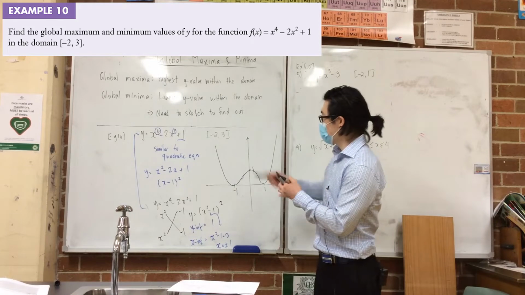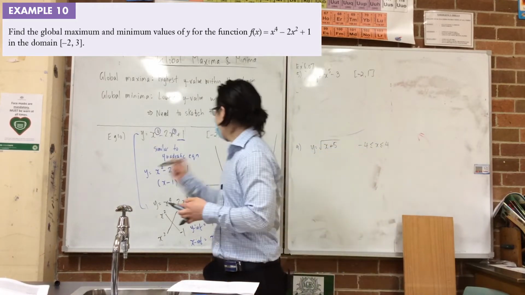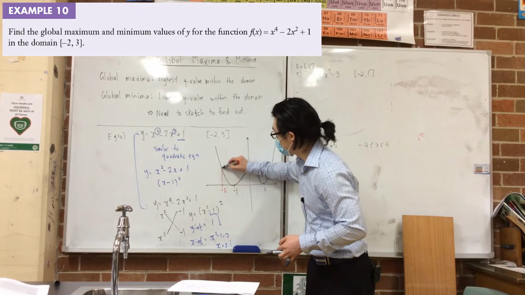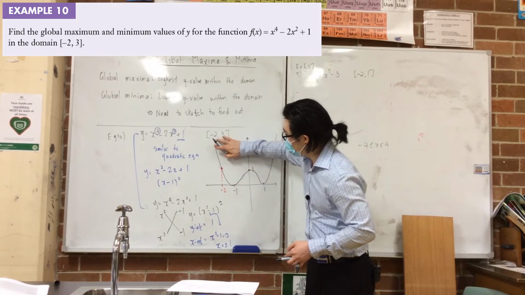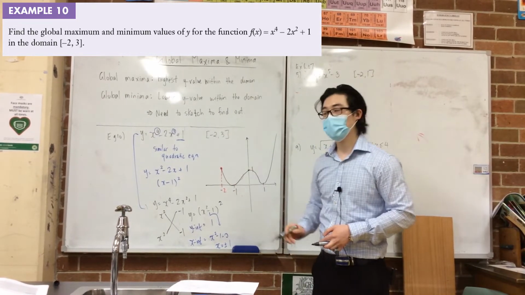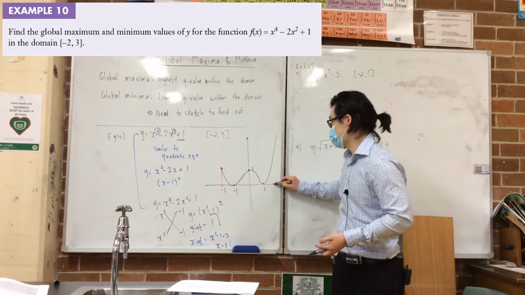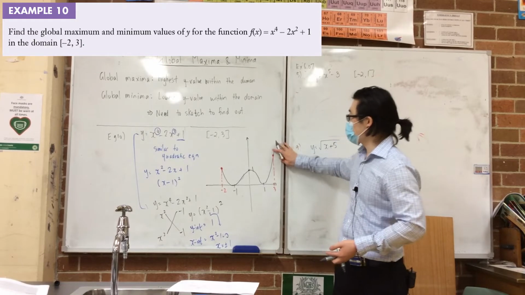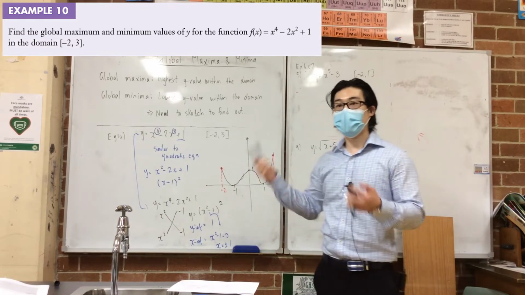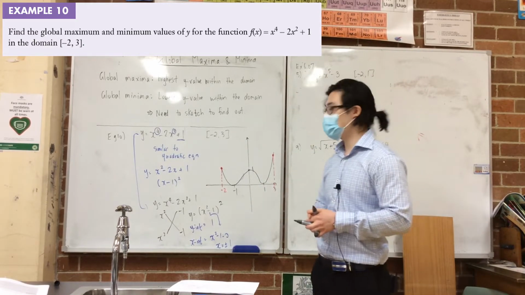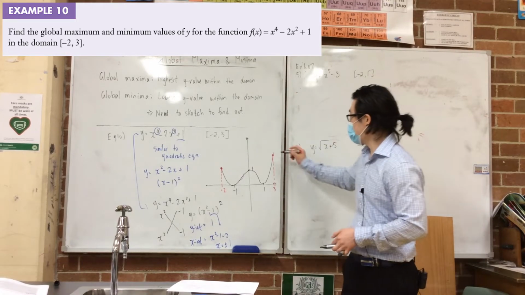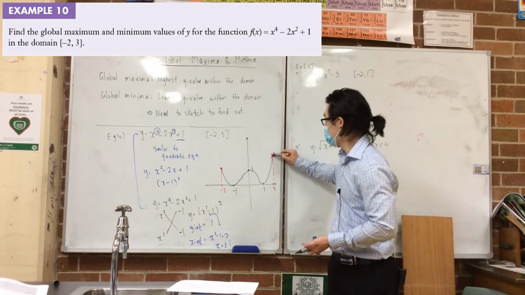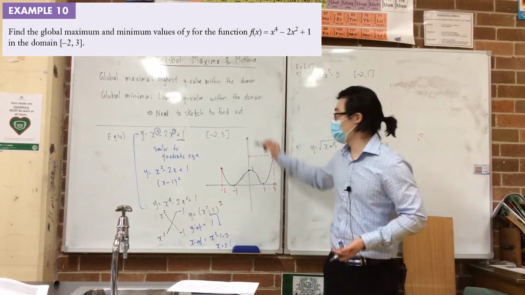So from here, now let's label the domain. I'll do it in red. Minus 2, let's say, is here. So that means when you sketch it, you need to get rid of anything beyond that point. And 3, let's just say it's here. So that's your graph within this domain. And as you can see from here, the highest y value possible within that domain would be where x equals 3. So we need to figure out what that y value is.